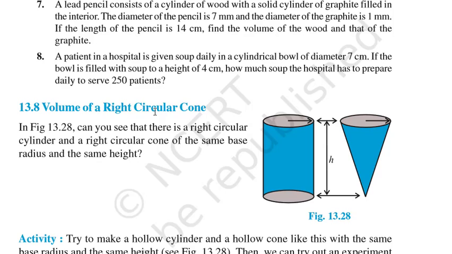A patient in the hospital is given soup daily in a cylindrical bowl of diameter 7 centimeter. If the bowl is filled with soup to a height of 4 centimeter, how much soup the hospital has to prepare daily to serve 250 patients? Simple question. They are given soup in a cylindrical bowl of diameter 7. So here for soup we have diameter of cylinder as 7 centimeter and height as 4 centimeter.